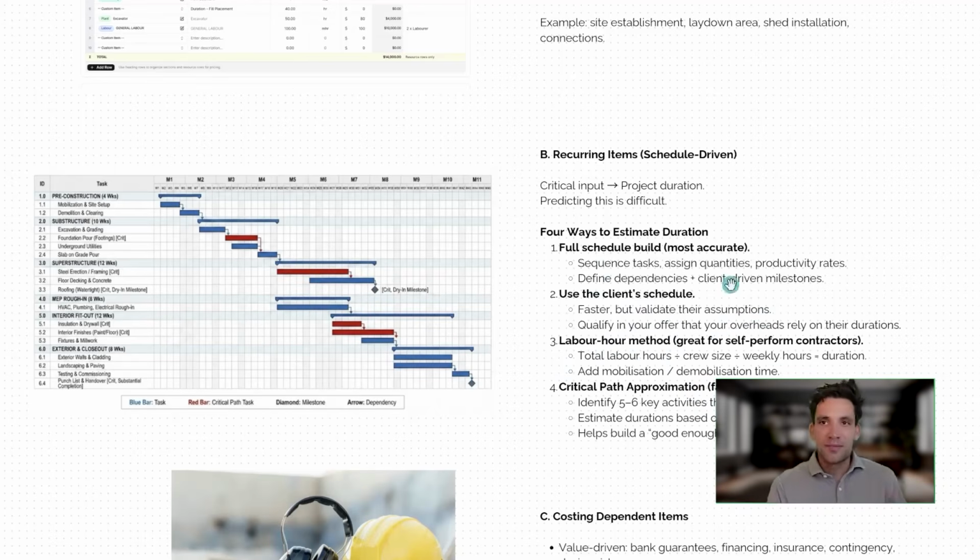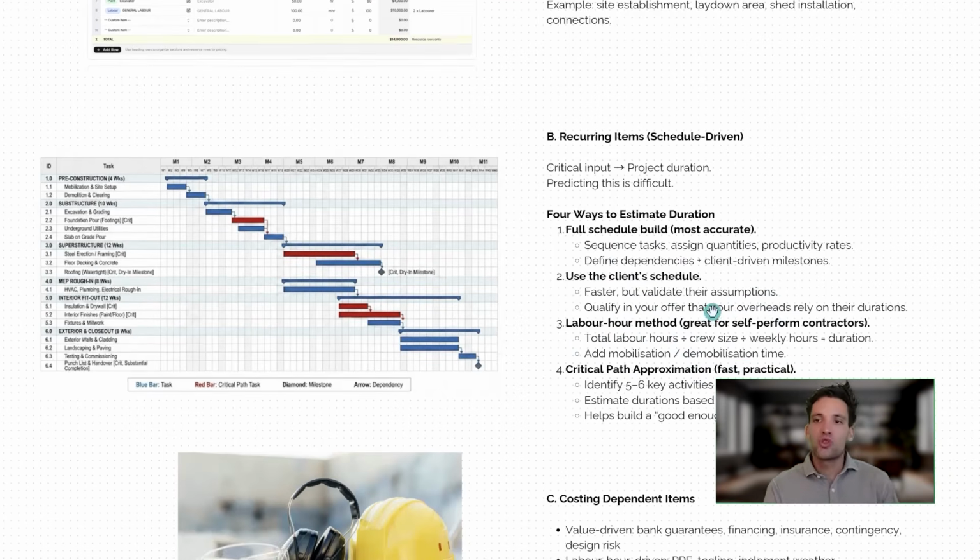In addition to just simply building a full schedule, we can also use the client's schedule. Ideally, the client will give us some sort of Gantt chart, mobilization date, durations, and so on. This is the best bit of information to rely on because when we submit our letter of offer, we can qualify in our offer that we have relied on our client's schedule and durations and sequencing.